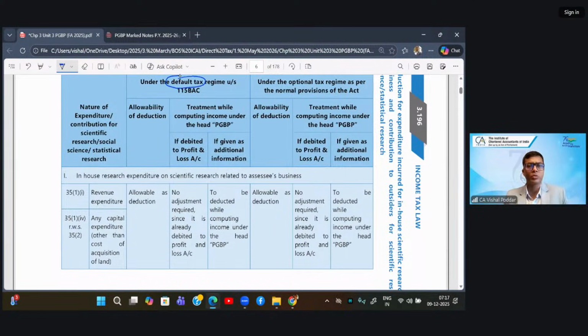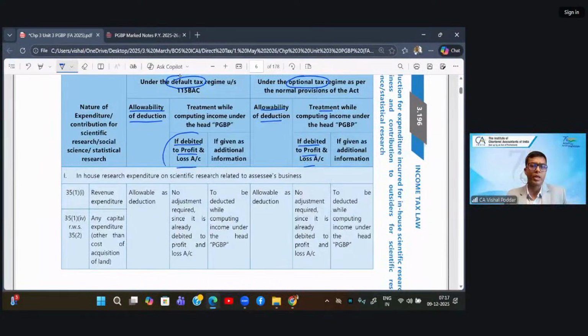So this is the new scheme. This is the old scheme. Now what it says: allowability of deduction and treatment while computing income under PGBP, if these are already debited to P&L. Similarly, allowability under the old scheme and treatment under PGBP if these are already debited.